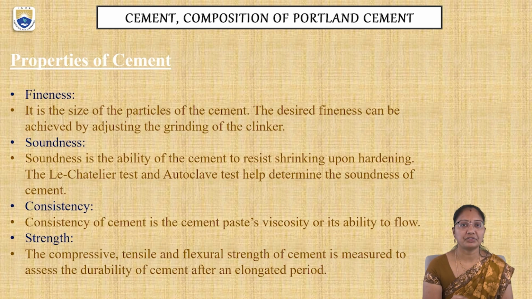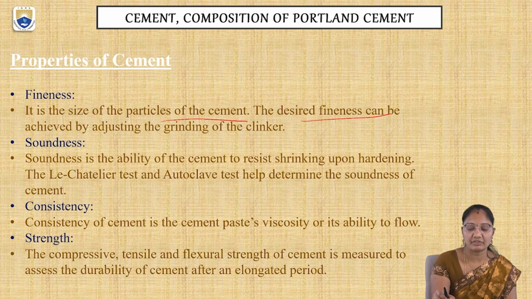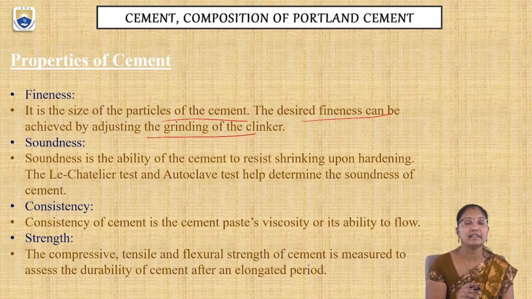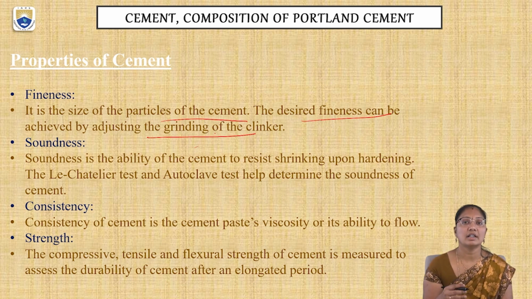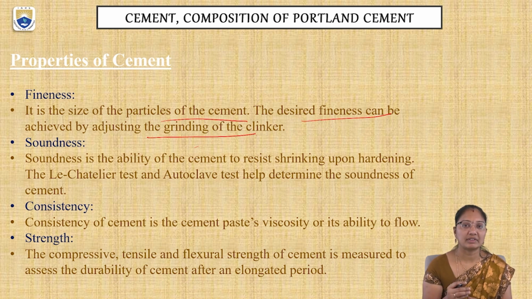Coming to the properties of cement: fineness. It is the size of the particles of the cement. The desired fineness can be achieved by adjusting the grinding of the clinker. Fineness means the powdered form. The clinker is the final step of the cement formation. So the fineness of the cement can be achieved by adjusting the grinding nature of the clinker.